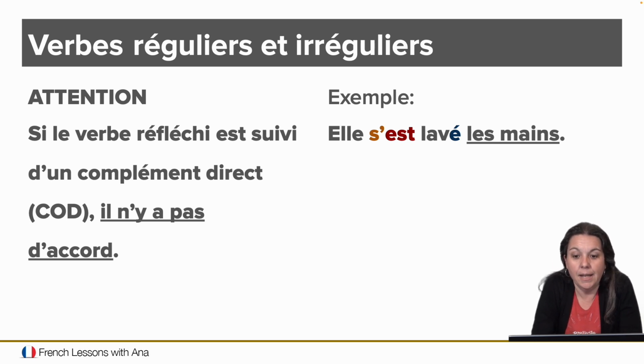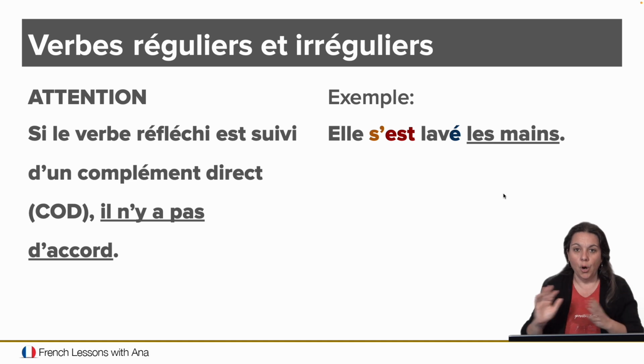So, again, if the verb is immediately followed by the direct object, how do I know it's a direct object? Because there's no preposition here. Again, check out the video, okay? Elle s'est lavé les mains. She washed her hands. If you have this scenario, the direct object cancels the agreement. So even though the subject is feminine, don't add an E to lavé because of this. It's one exception to the rule, okay?